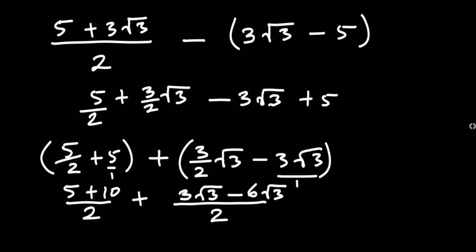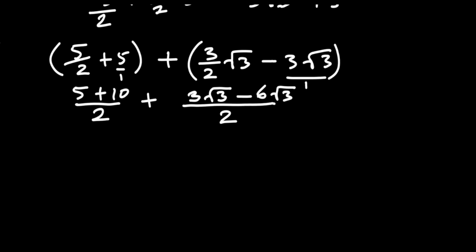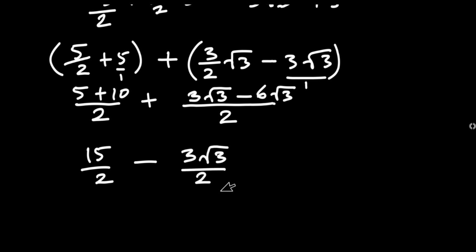So let's go ahead and then simplify this, and very soon we'll finish this problem in no time. For this right here, we're going to have 15 divided by 2. Then we also have negative 6 root 3 plus 3 root 3. That is going to be negative 3 root 3 all over 2. Okay, now you can leave it this way, or you can also combine these two fractions. And if you do that, we are going to have 15 minus 3 root 3 all over 2.